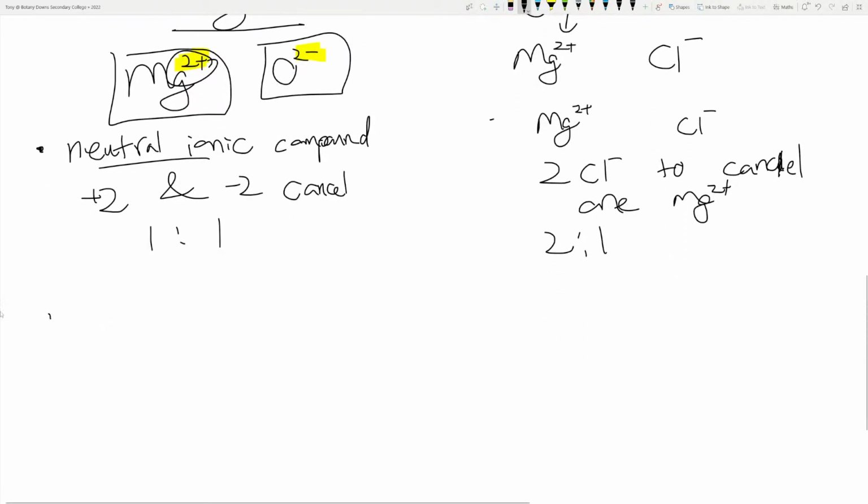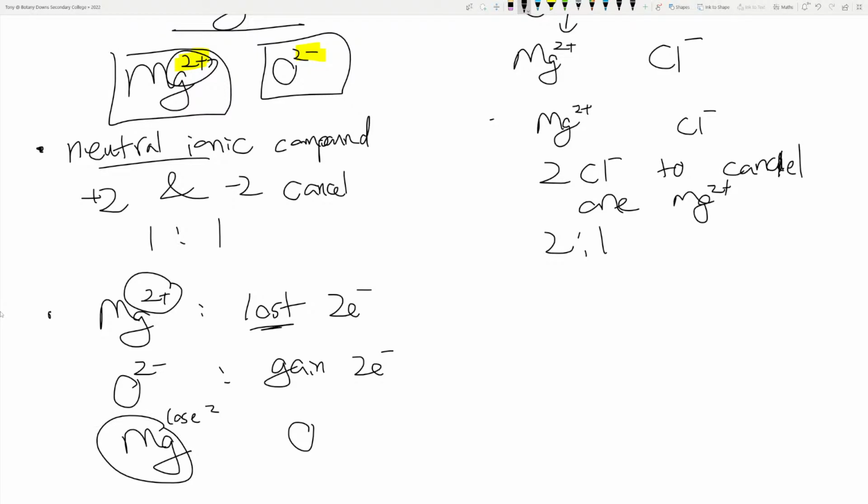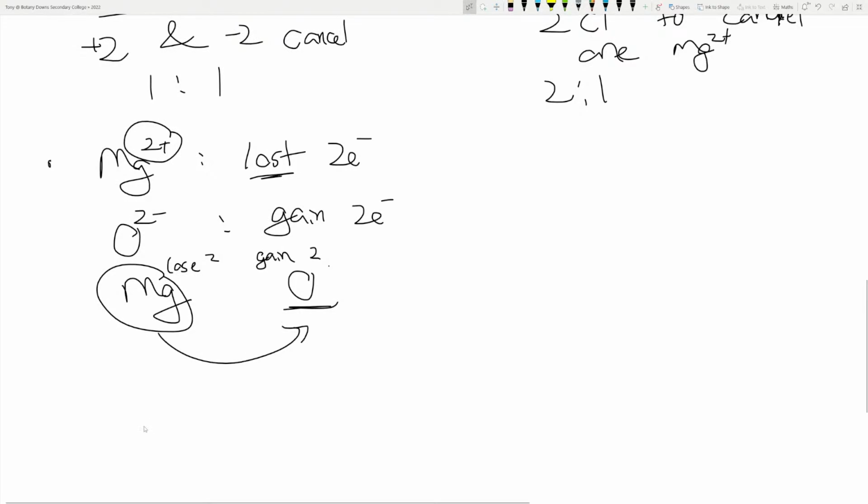To get the excellence, you need to be able to do this. You need to understand that Mg2+: how did the Mg2+ come about? That means this would have lost 2 electrons. How did the O2- come about? Because this would have gained 2 electrons. So you've got your Mg atom and your oxygen atom sitting here. The Mg wants to lose 2, and the oxygen atom wants to gain 2. So Mg is going to lose the 2 electrons, and then oxygen gains these 2 electrons. So that's why it's 1:1.